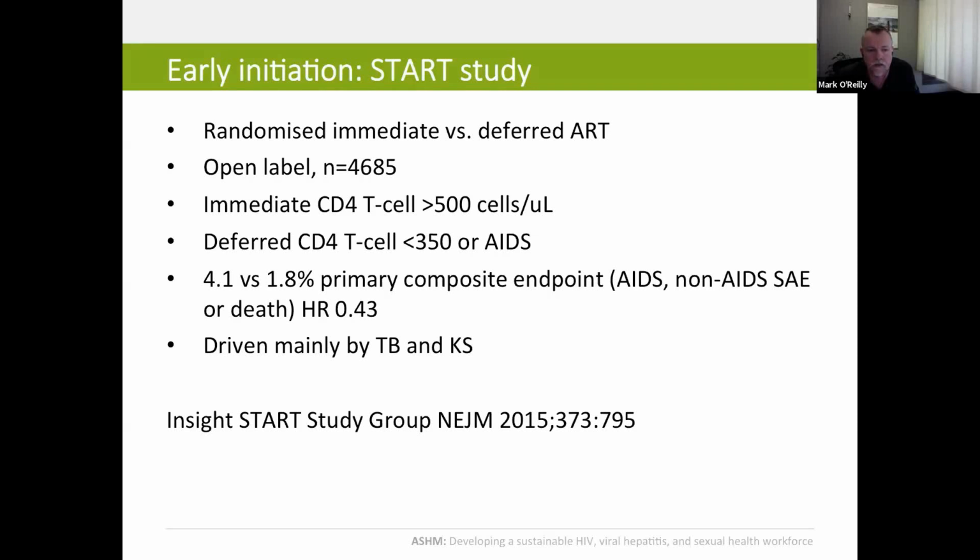And what we found, the primary composite endpoints of this study were AIDS, non-AIDS events, and serious adverse events or death. In the deferred group, 4.1% of participants had a primary endpoint versus only 1.8% in the immediate arm. And that was driven mainly by tuberculosis and KS. Ultimately, the START study, run by the Insight Trials Group, showed that what we were doing was the right thing to do, that starting HIV treatment or offering it to all individuals living with HIV, irrespective of CD4 count, was the correct thing to be doing.